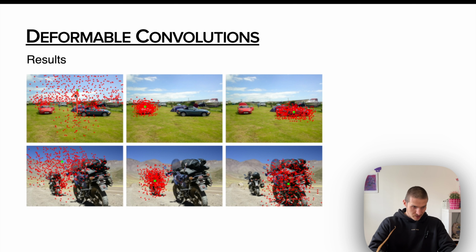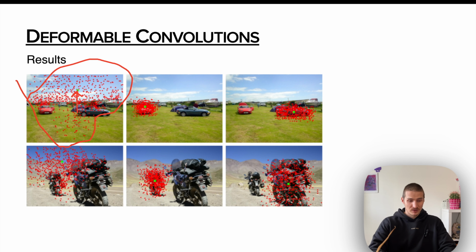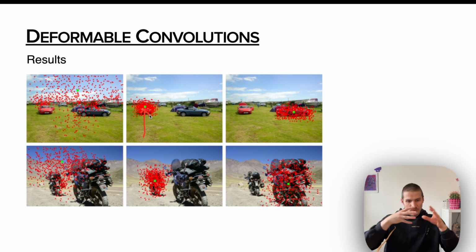So over here, the reference point is just somewhere in the background. So the network doesn't know where it should focus, so it's just scattered all over the place to try and get as much area as possible to maybe understand what's going on here. And then in the case of this rather small car, all the points are densely packed together, so we can use more high definition information, more resolution within this area to recognize this small object.